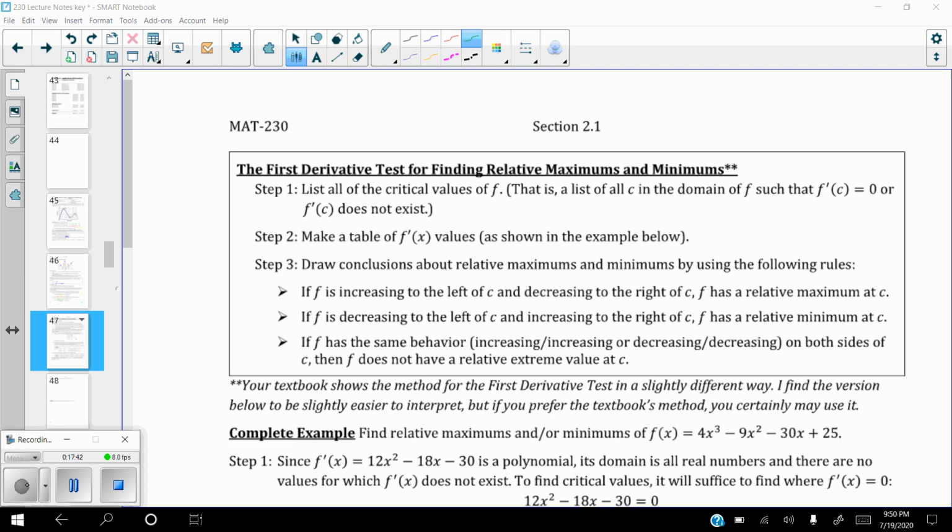Again, if f is increasing to the left and then decreasing to the right of a critical value, it's a max. If it's decreasing to the left and then increasing to the right, it's a min. If f has the same behavior on both sides of c, meaning it goes from increasing to increasing or decreasing to decreasing, then f does not have a relative extreme value at c.